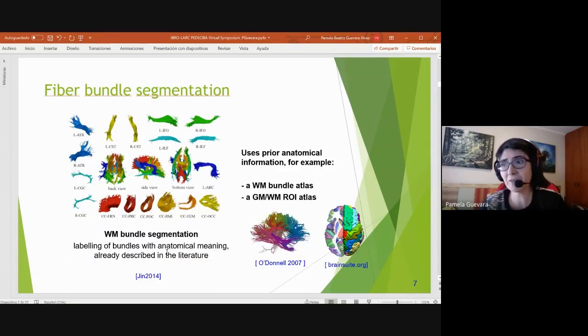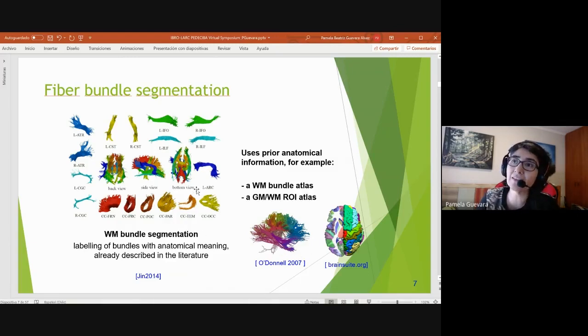There are several methods. I just mentioned the method that we can apply. Maybe you know some of them, but this is just a description of the several methods that can be used with tractography. The main method is bundle segmentation. That means that you have a model of the bundles, and you can extract these bundles in individuals to perform analysis.